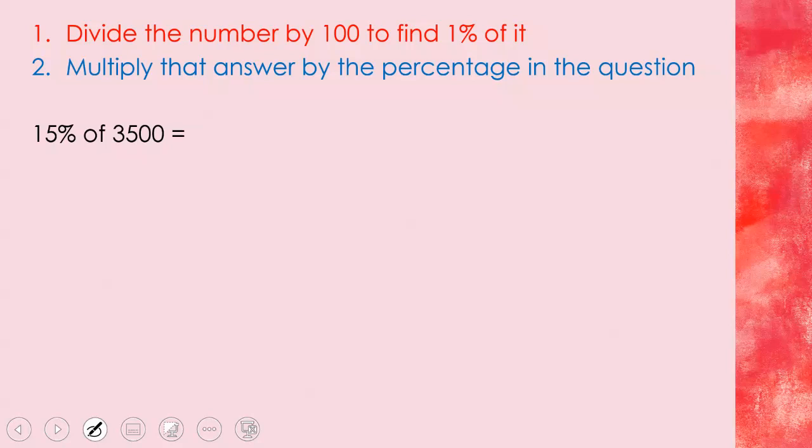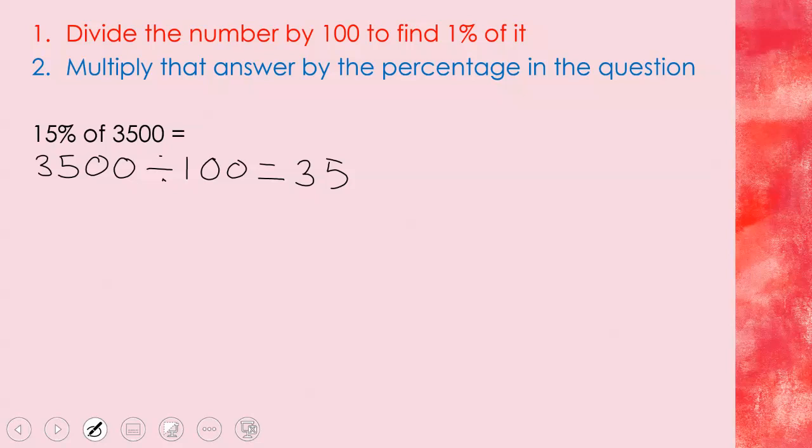Welcome back. This time, I am finding 15% of 3,500. Step 1, divide the number by 100. 3,500 divided by 100 is equal to 35. And knowledge of place value comes in really handy here.